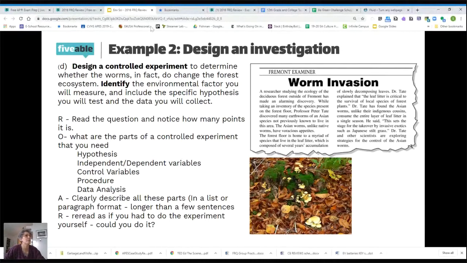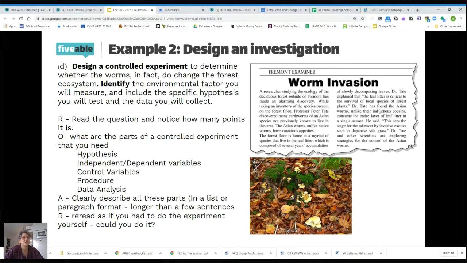So here's an example. This one is from 2003. I've put the scoring guidelines there for you. And I think it's worth our while to try it. Design a controlled experiment to determine whether worms, in fact, do change the forest floor. Now remember, this is part D. I'm only giving you a little part of this. This is the text that it came from.